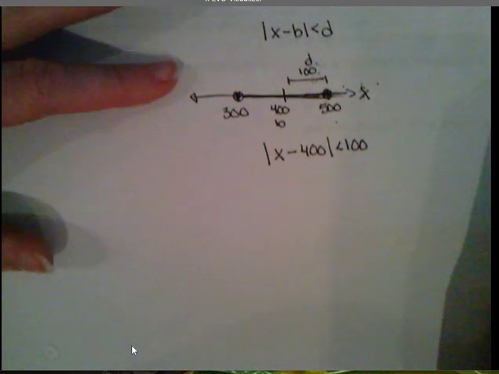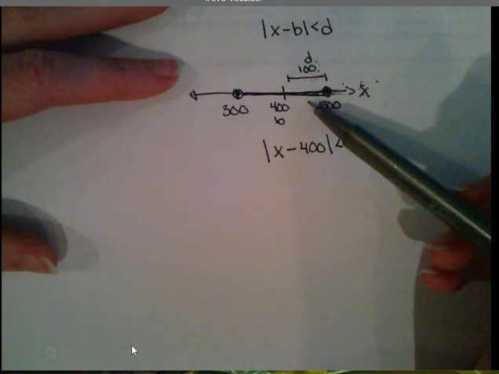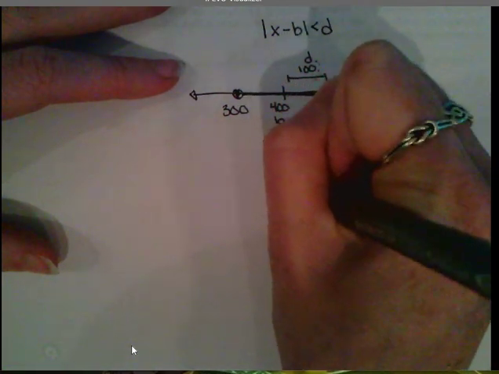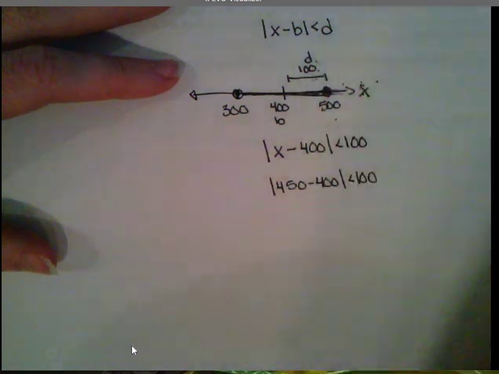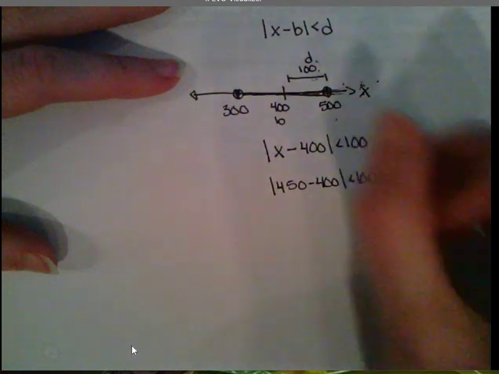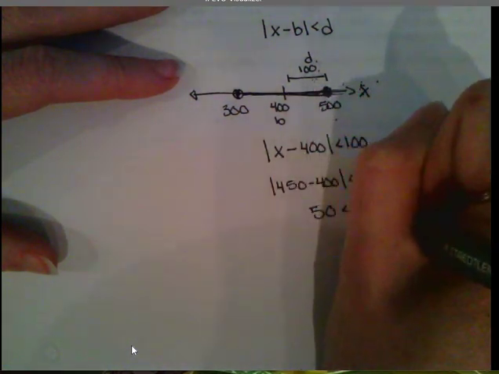The reason this works out is because let's say I want to travel 450 miles. If I plug 450 in here, 450 minus 400, less than 100, does that check out? Is that a solution? Yeah, that's a distance we could drive, because 50 is less than 100, which checks out.